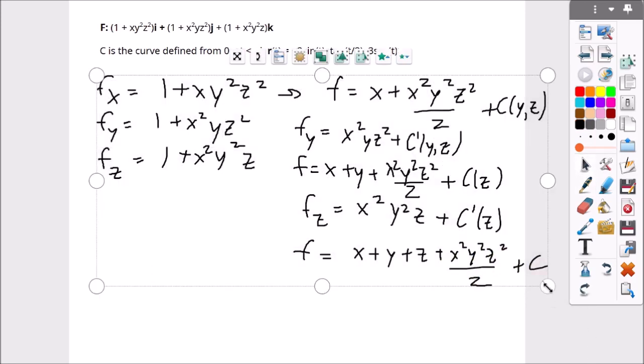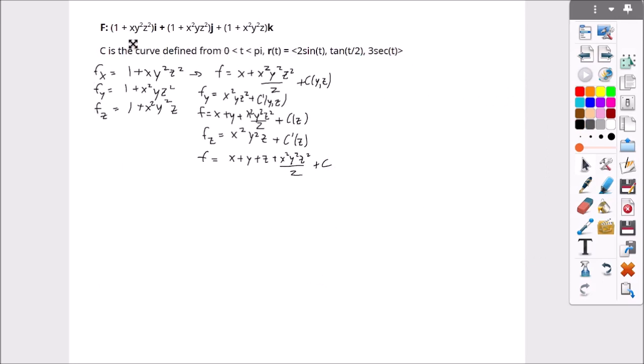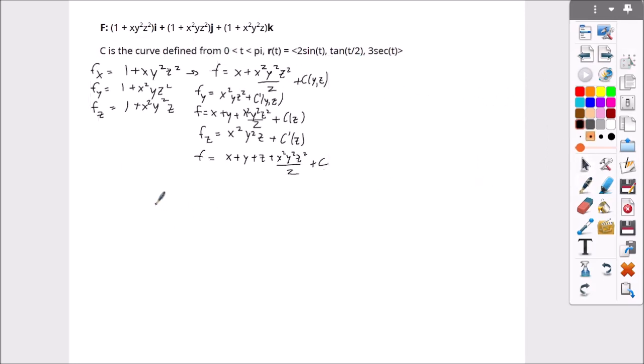Holy crap, that was a mouthful. All right, that's a lot. That's a big number. C is the curve defined from 0 to t to pi, and our curve is this, right? So what now?